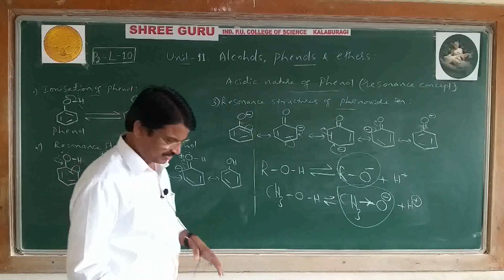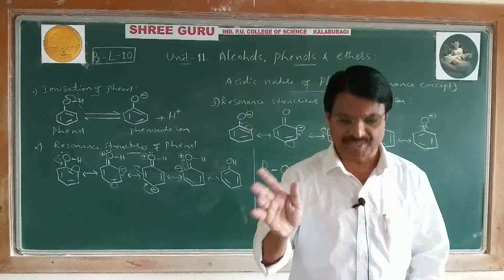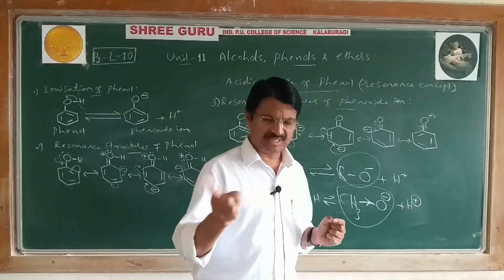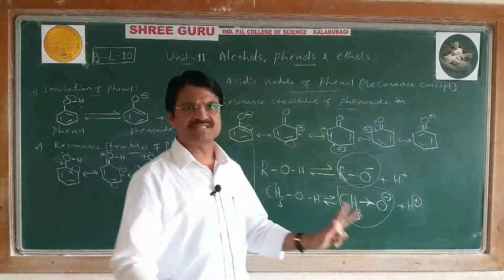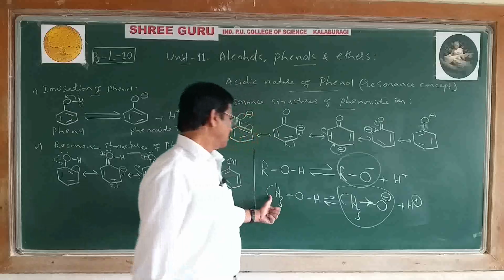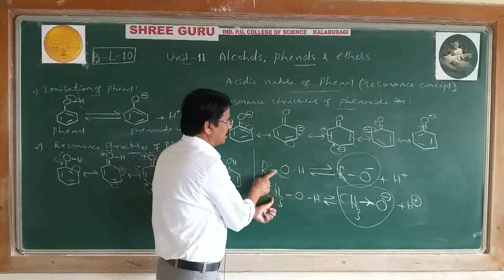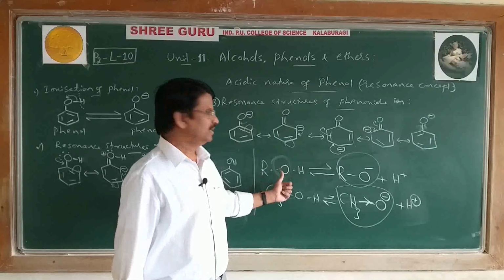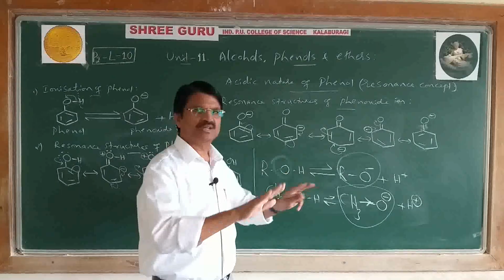Alcohols are said to be weaker than phenol. Ethyl alcohol is weaker than phenol. Why? Because the ethoxide ion is not resonance stabilized, whereas the phenoxide ion is resonance stabilized. In other words, in alcohol the alkyl group is an electron donating group. It increases the electron density on oxygen, and hence the OH bond becomes stronger, and it cannot undergo easy ionization.